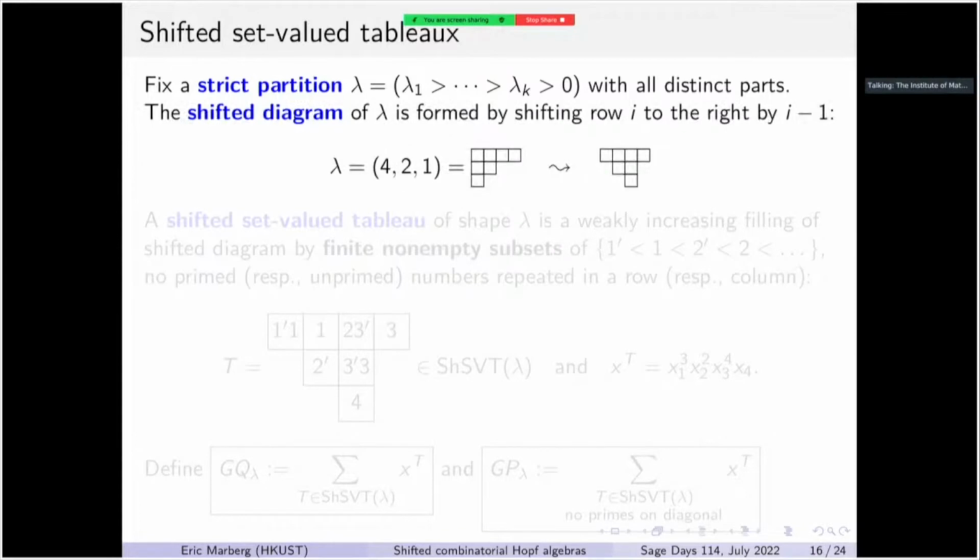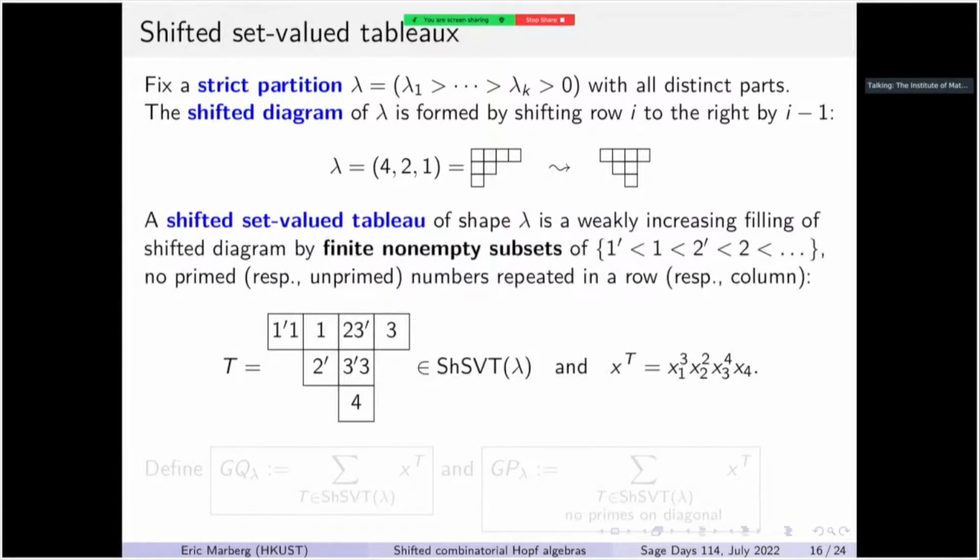The shifted diagram of a strict partition is we take the ordinary Young diagram and we shift over row i by i minus 1 columns. So the first row is unchanged, the second row moves over by 1, the third row moves over by 2, and so forth. So in this shifted diagram, there are now these 3 boxes that are called the main diagonal, which is always present.